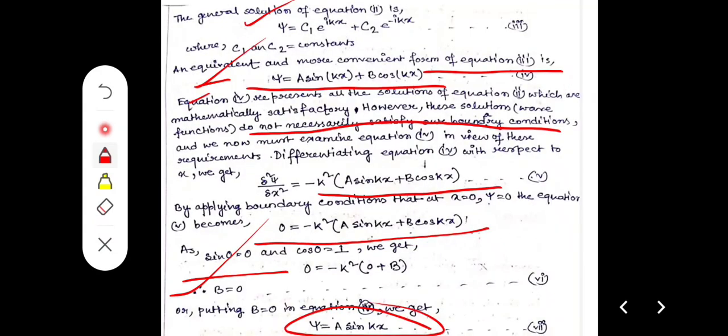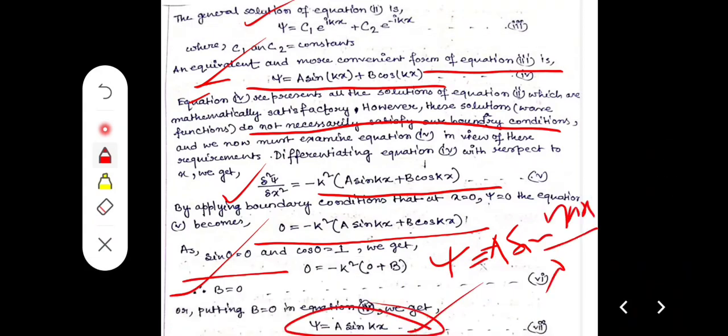That is the double differentiation. So ultimately we get psi equal to a sin kx, and we also get a sin n pi x by a, sorry, n pi x by a.